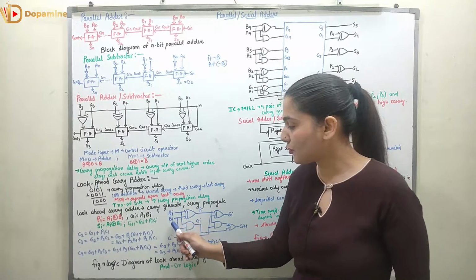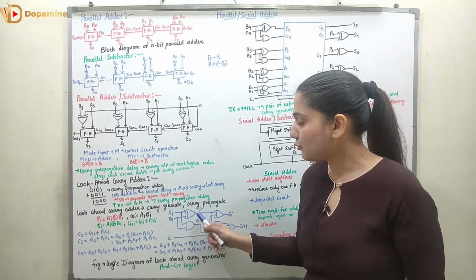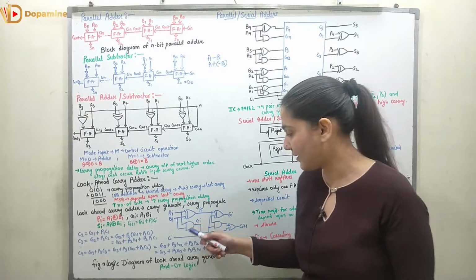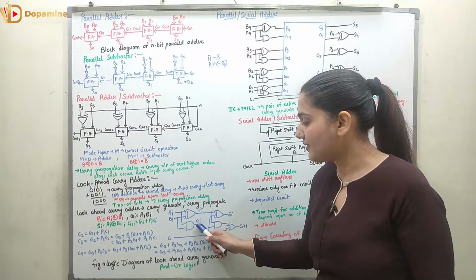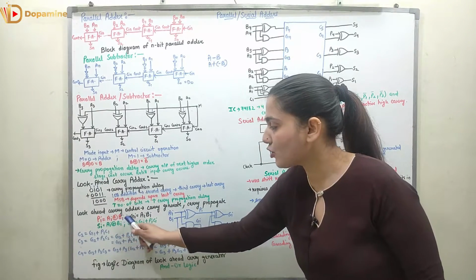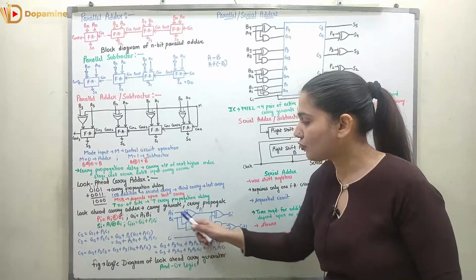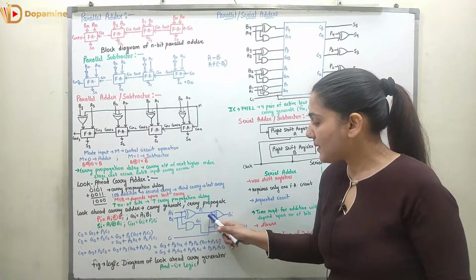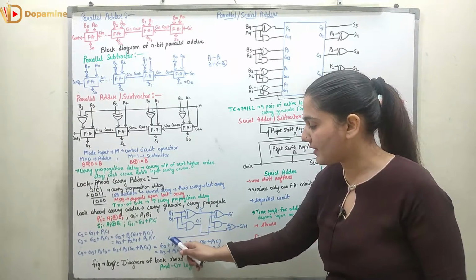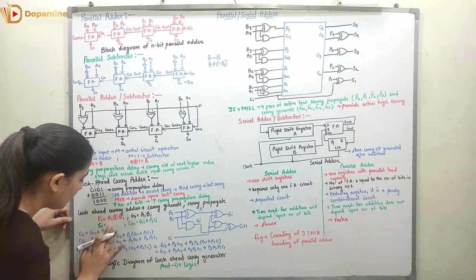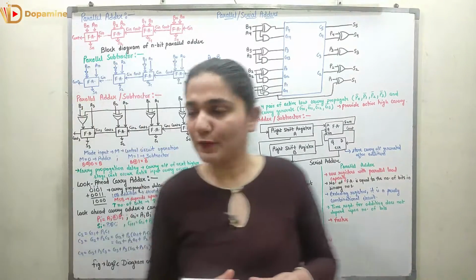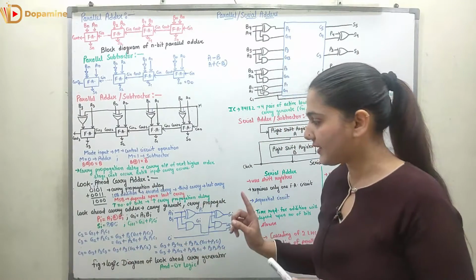So here we have 2 input bits Ai and Bi which are sent to the XOR and AND gate. I hope you remember this XOR and AND will act like a half adder, right? It will be generating Pi and Gi, right? So Pi over here is Ai XOR Bi, Gi is multiplication of the 2 bits, Ai into Bi. This Pi is sent to again an XOR with the Ci over here, the input carry. Si is equal to Pi XOR Ci.